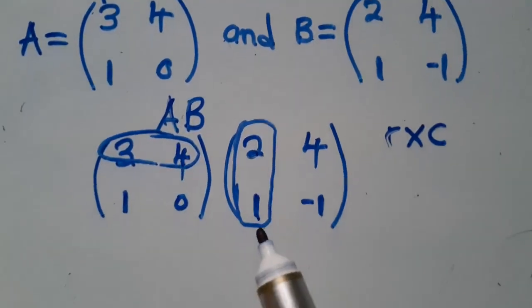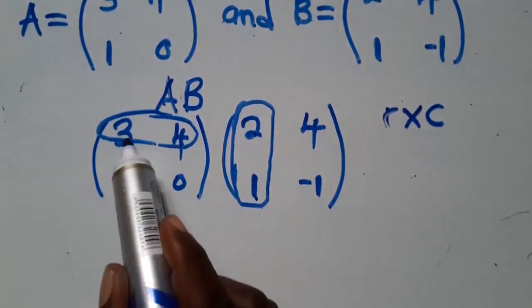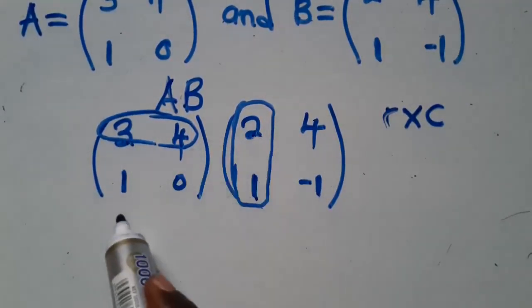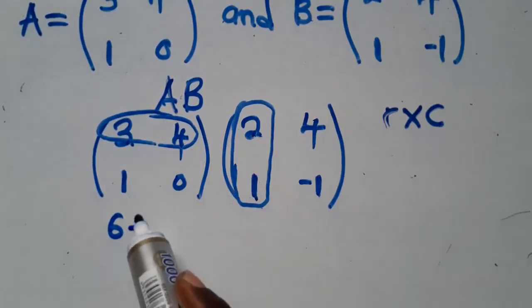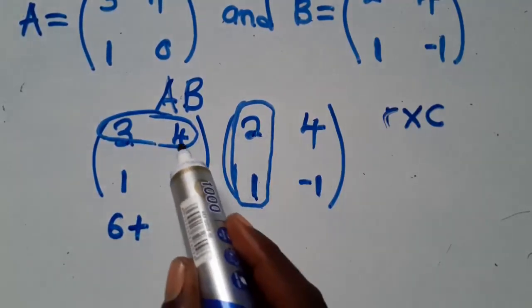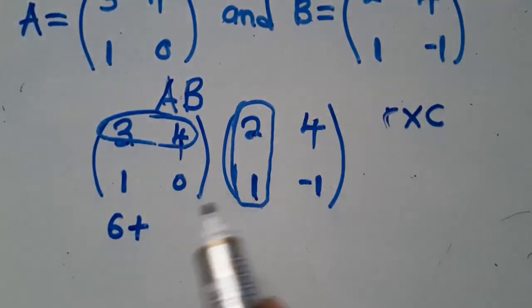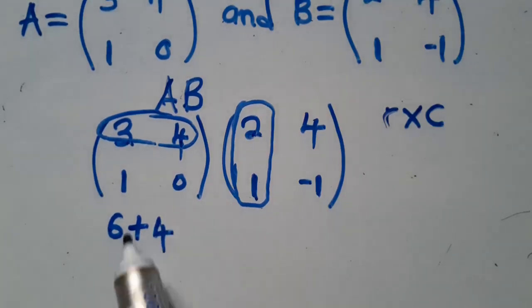So what is going to happen is that this 3 will be multiplied with a 2. What is 3 times 2? 6. You put your 6 there. You say plus. What is 4 times 1? It is 4. Plus is part of the formula. Just need to put it like that.